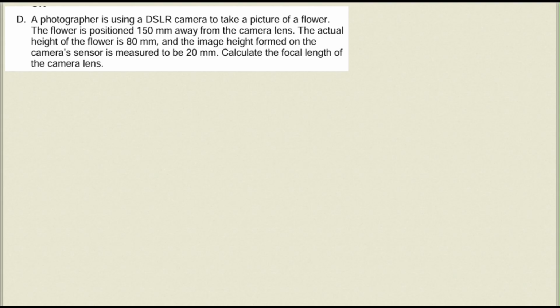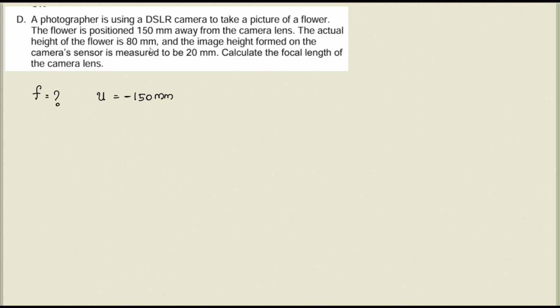What we have to find? We have to find the focal length of the camera lens. What all data are given? Flower is positioned at 150 mm away from the lens. That means flower is the object here. Basically, our object distance is given as 150 mm from the lens. Now, if it is object distance, definitely you will take it as negative because object is always kept towards the left of the optic center.